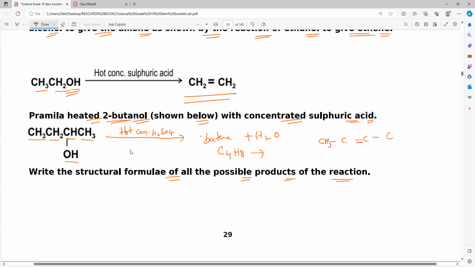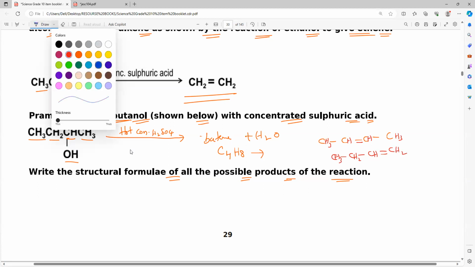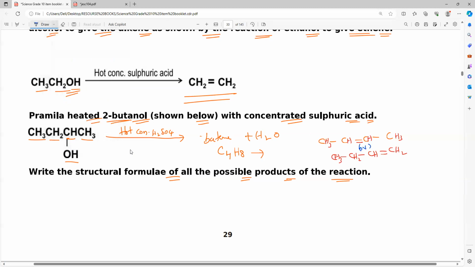CH3, already 3 bonds are over. CH, already 3 bonds are over. CH3. Or else C single bond C, and here I will put the double bond. Then CH3, CH2, 3 bonds are over; CH, 2 bonds are over; CH2. Am I right? Any problem for anybody? You can ask me. Understand, Hari? Either this one or this one, your choice. If ethyl alcohol is giving ethene, then butyl alcohol will give you butene. That's all. Nothing you need to worry.